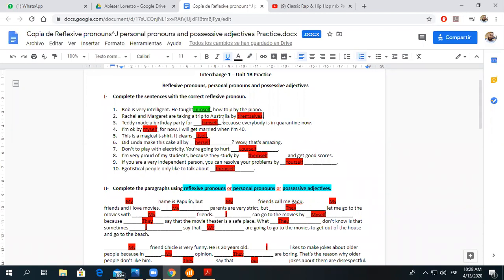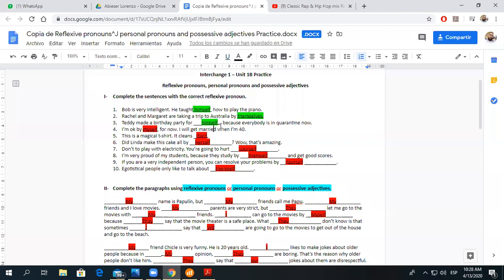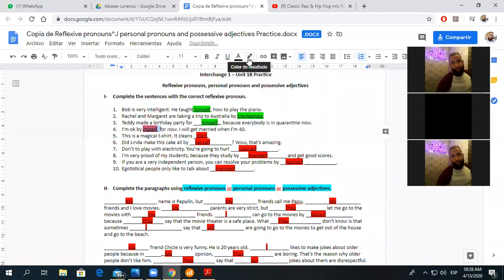Rachel and Margaret are taking a trip to Australia by themselves. That is correct. Teddy made a birthday party for himself. Yeah, so that's my example. Because everybody is in quarantine now. I'm okay by myself for now, correct? No, change the incorrect thingy. You black, you green. By myself for now.